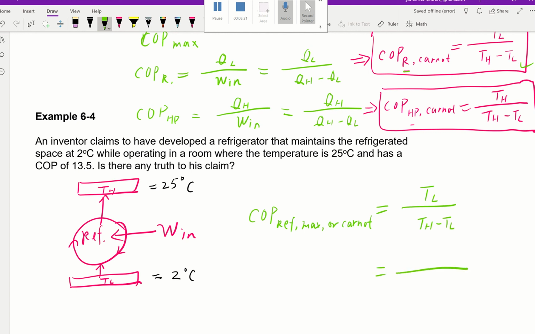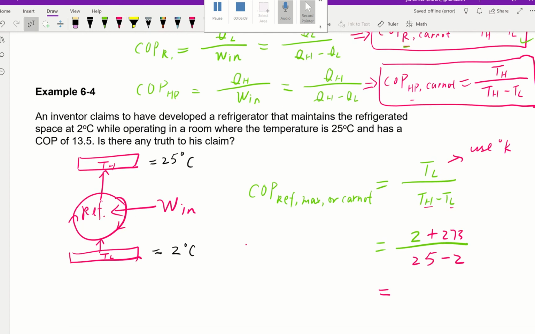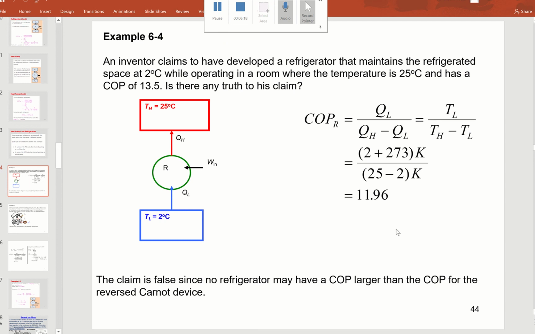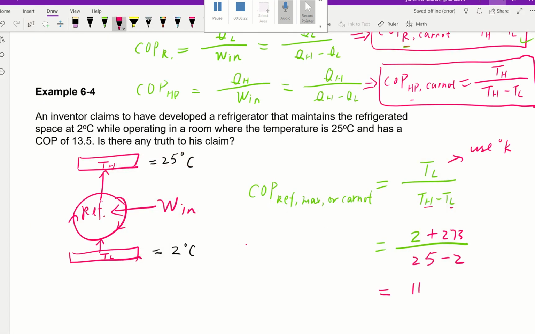Our TL, the lowest temperature we could get, is 2, but we cannot use 2. We have to add 273, because we have to use Kelvin. Just like in the Carnot heat engine, you have to use the absolute temperature. So TL is 2 plus 273, and TH minus TL is 25 minus 2 degrees. Since it's a temperature difference, delta T in degrees Celsius is the same as delta T in Kelvin, so we don't need to worry about conversion there. With that, you can calculate the COP. The answer I got here is 11.96. No unit, because the Kelvin cancels out, just like efficiency has no unit. So the COP for this problem is 11.96.